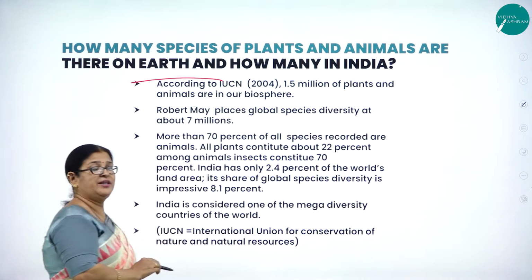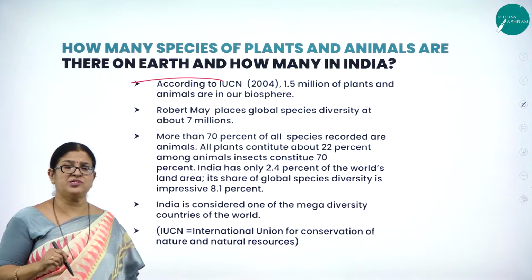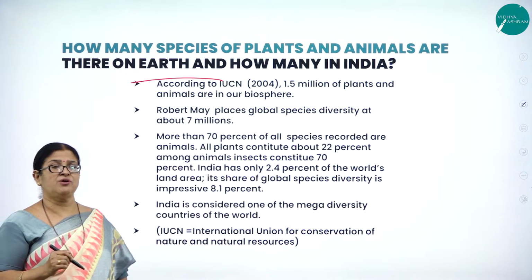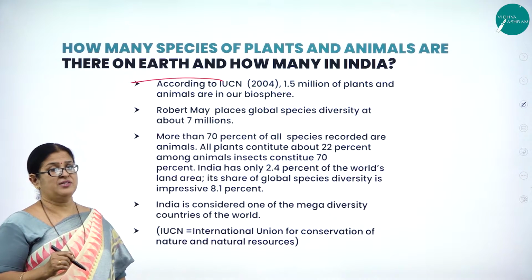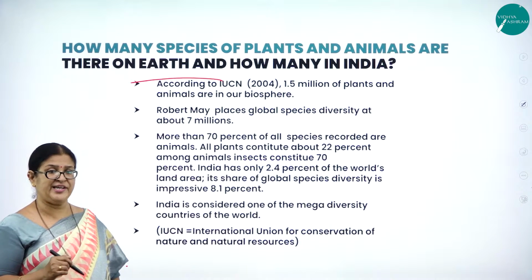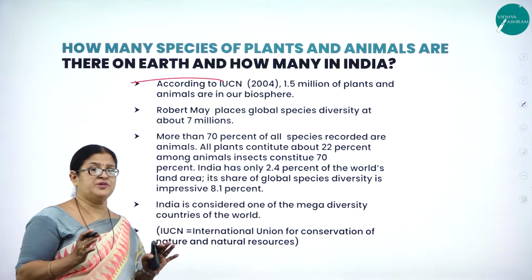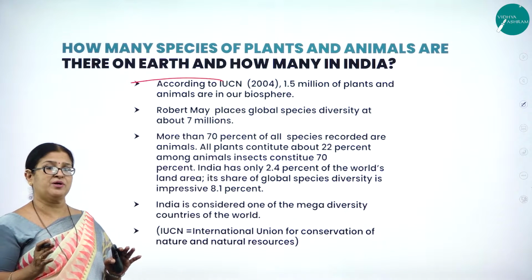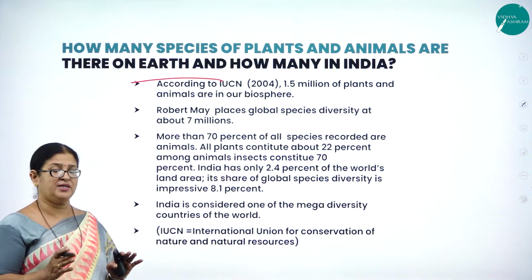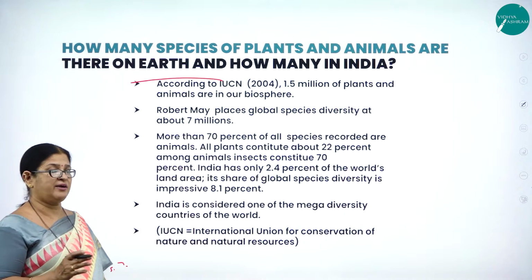Now moving on to how many species of plants and animals are there on Earth and how many in India. Now, what is the estimation of the biodiversity on this planet Earth as well as in our country, that is India? So now let us understand what is the amount of species diversity we come across both in the planet Earth as a whole and in our country.